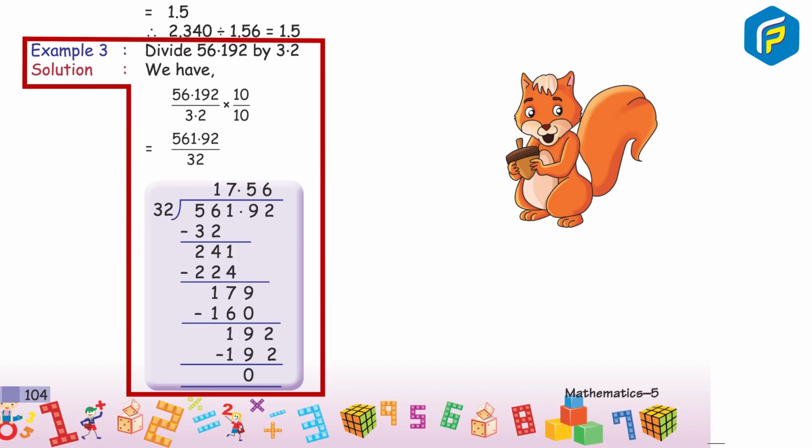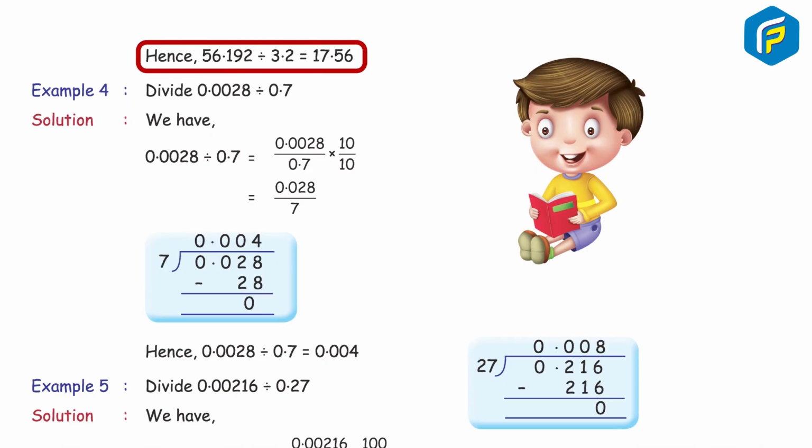Example 3. Divide 56.192 by 3.2. Solution: we have 56.192 upon 3.2 into 10 by 10 equals 561.92 upon 32. Hence 56.192 divided by 3.2 equals 17.56.